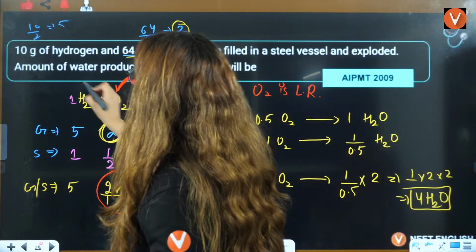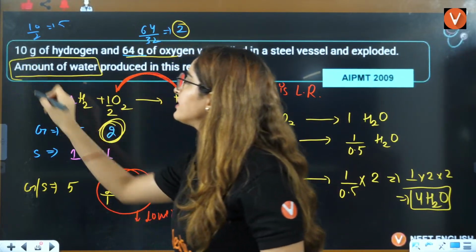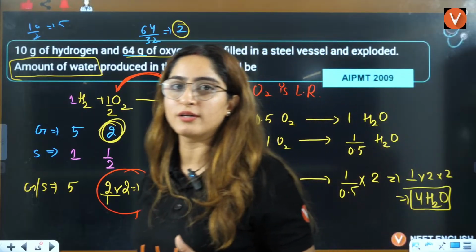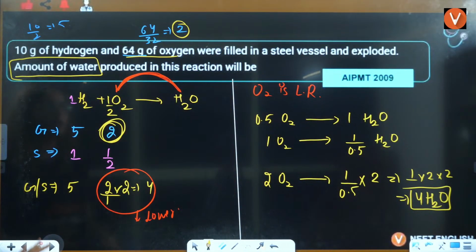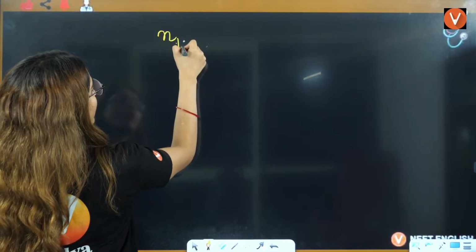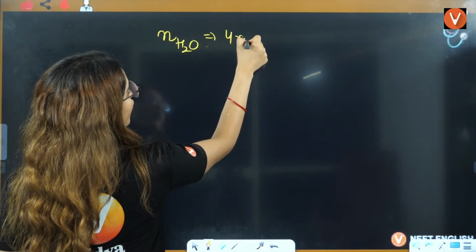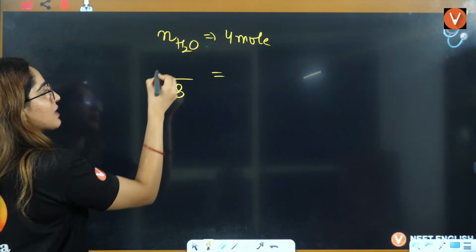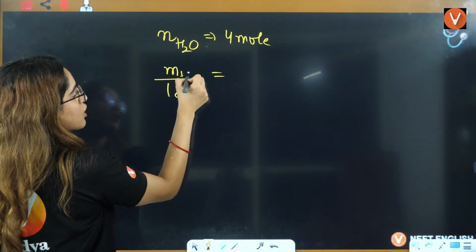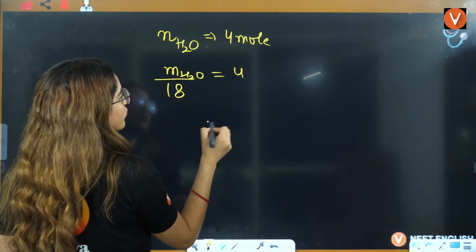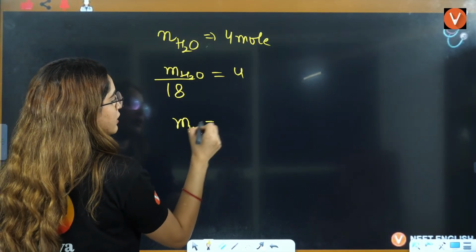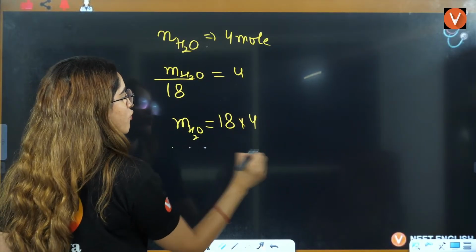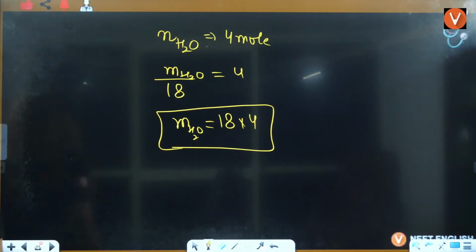Now, they are asking you the amount of water. They are not asking you the moles of water. Amount of water means if the number of moles of water is coming out to be 4 moles, then we know that the molar mass of water is 18. Given mass is, let's say, m. So the mass of water is going to be 18 into 4. Right? Okay, everybody? Yes, students?